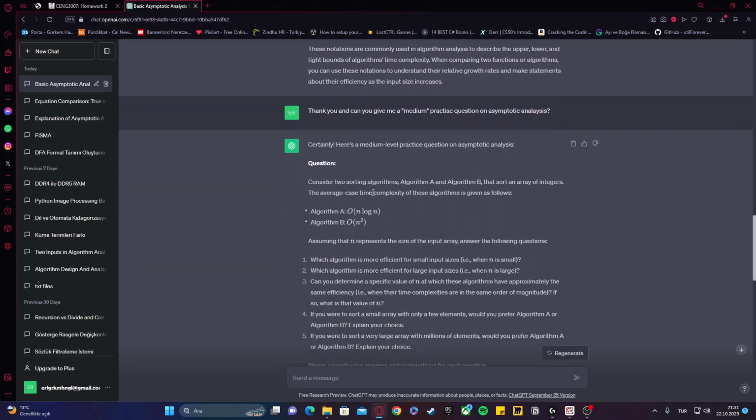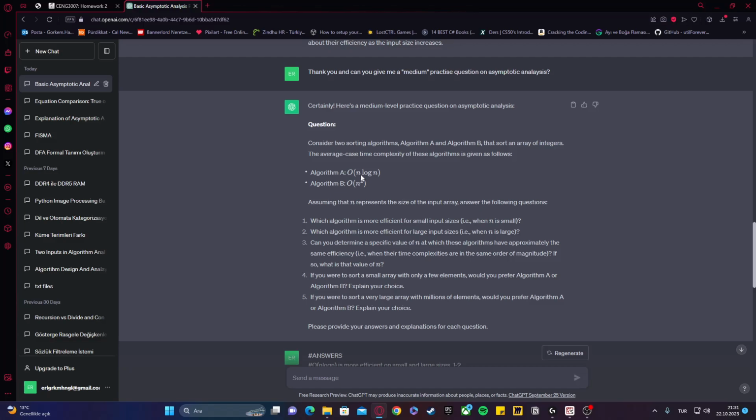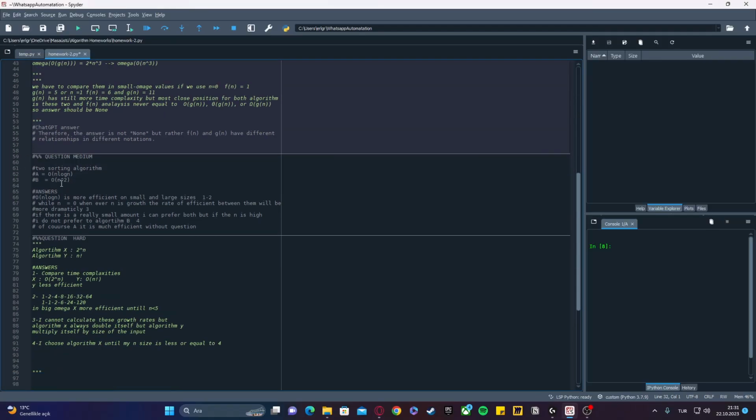And my second question is here, kind of sorting algorithm comparing. Algorithm A is big O of n log n, and algorithm B is O of n over 2. And the questions are, which one is more efficient in small and large input sizes, and which one you are going to prefer. Here, algorithm A is more efficient on small and large sizes.